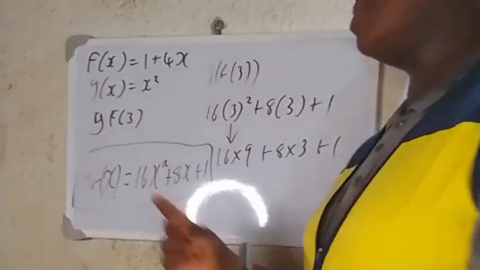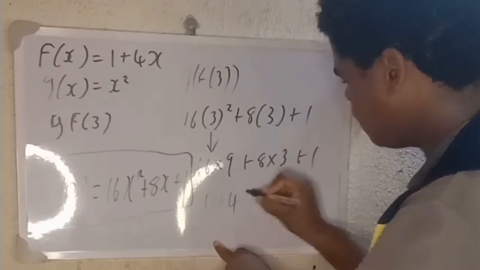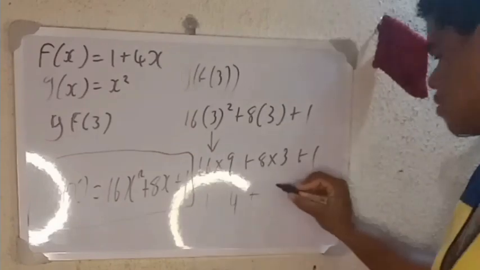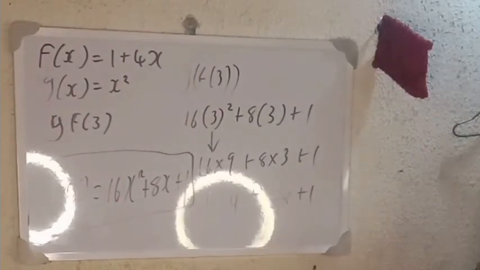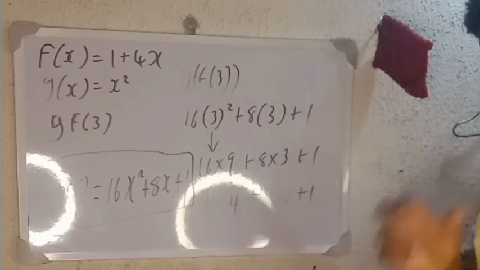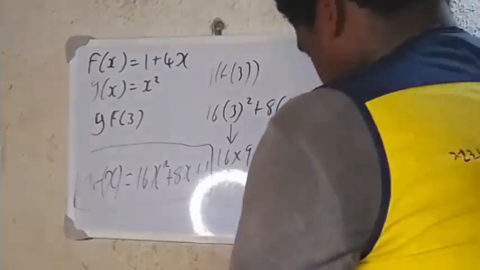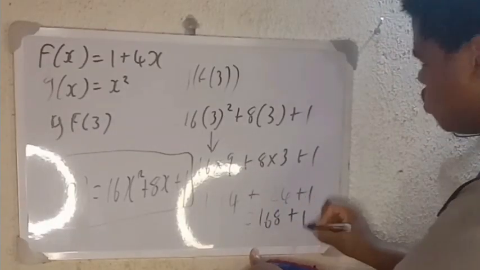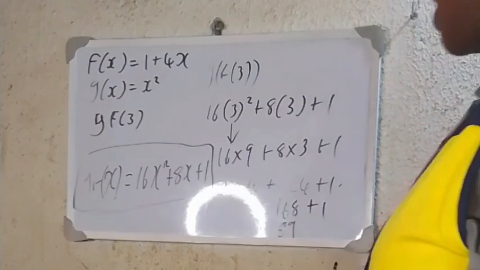16 times 9 is 144. 144 plus 8 times 3 is 24, plus 1. 144 plus 24 will give us 168. This is equal to 168 plus the 1, don't forget this one, and this is equal to 169.